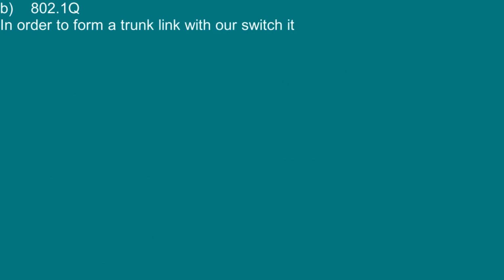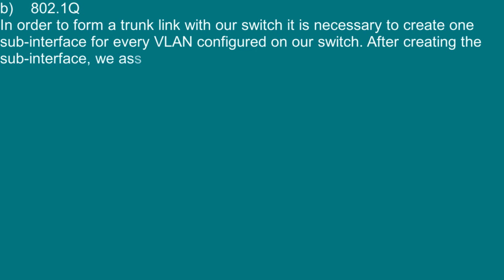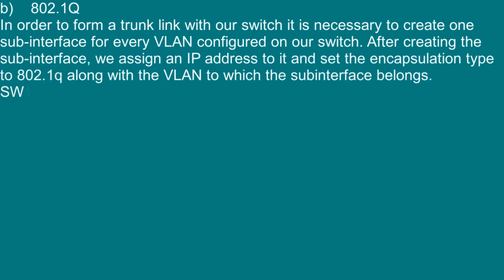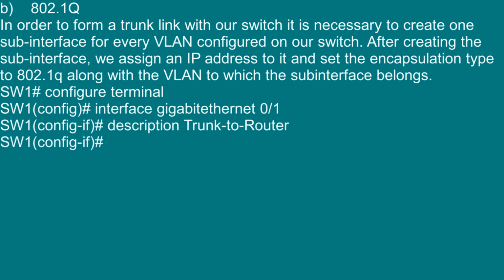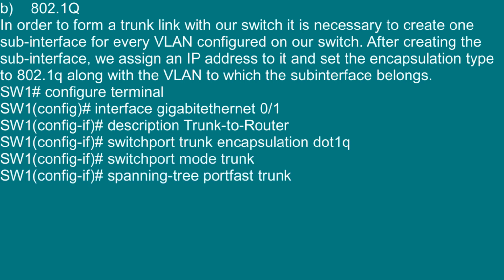802.1Q. In order to form a trunk link with our switch, it is necessary to create one sub-interface for every VLAN configured on our switch. After creating the sub-interface, we assign an IP address to it and set the encapsulation type to 802.1Q along with the VLAN to which the sub-interface belongs.